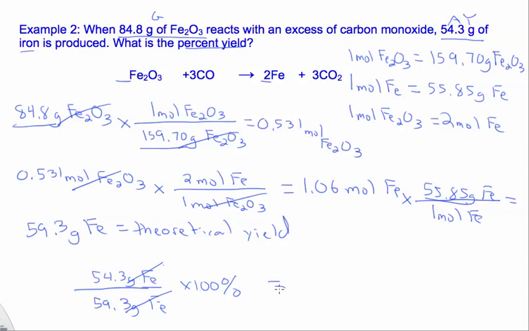So 54.3, and make sure in this case you don't keep that whole 59.3122 in. We've done significant figures. Go ahead and round it to significant figures. Times 100. You have 91.5683. So for 3 significant figures, you have 91.6% yield.